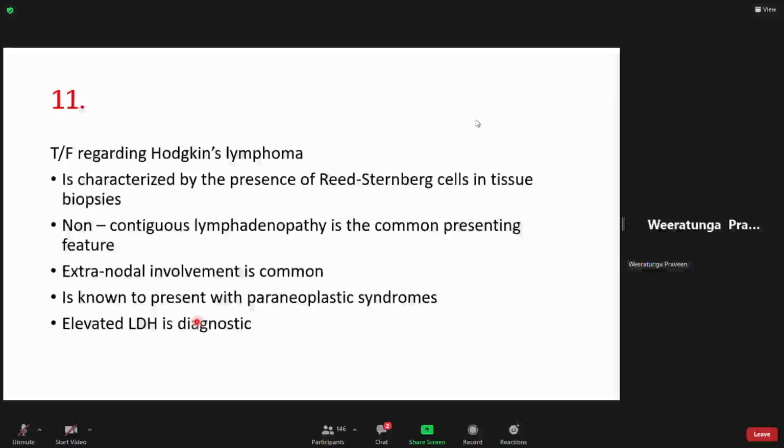Hodgkin's lymphoma is known to present with paraneoplastic syndrome, right? It comes with both, more commonly with non-Hodgkin's, but it comes with this as well.